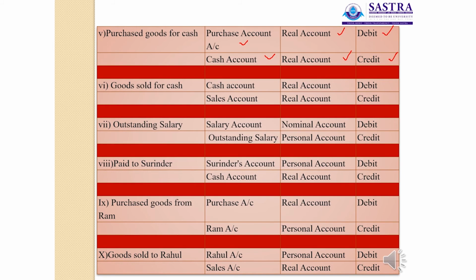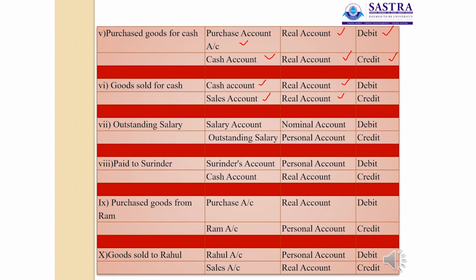The next one is goods sold for cash. Here there are two accounts involved. One is cash account and another one is sales account. Here cash account and sales account are both real accounts. Now you have to apply the rule.